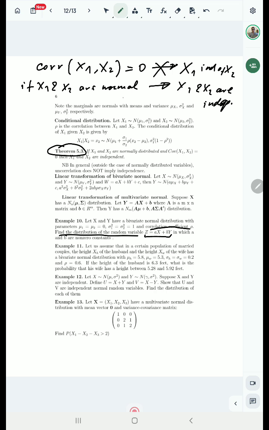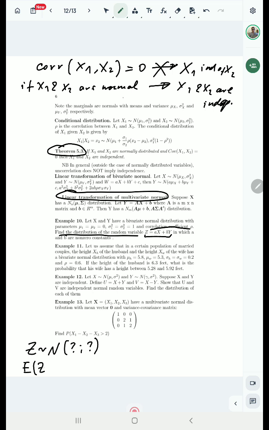In that case, we have to use this property. We know that if you have a linear transformation of normal variables, the result is still going to be normal, right? We know that, and we can use the properties of expectation and variance. We already know that z is going to be normal, but we don't know what its mean is going to be and what its variance is going to be. But we can find that.